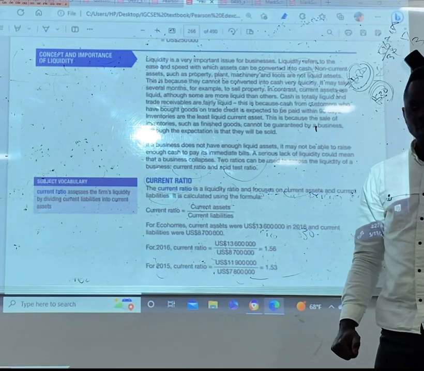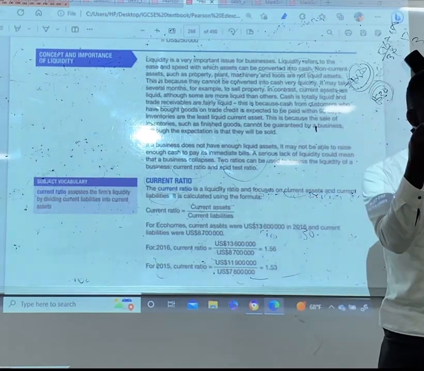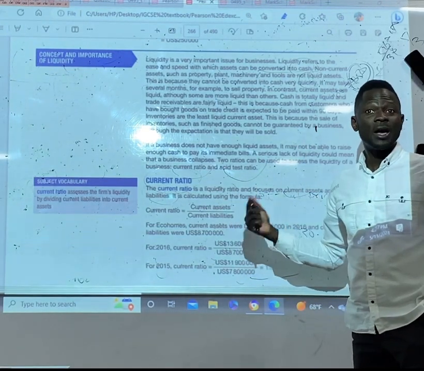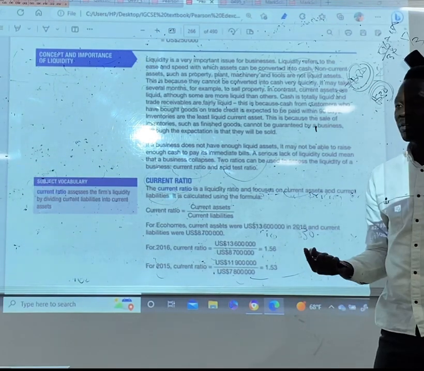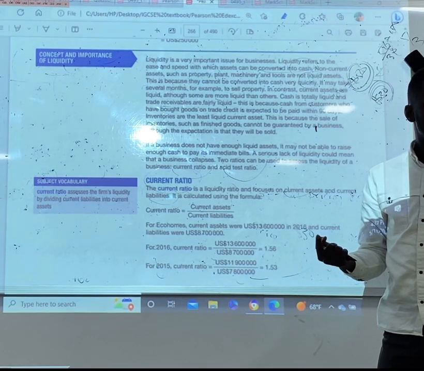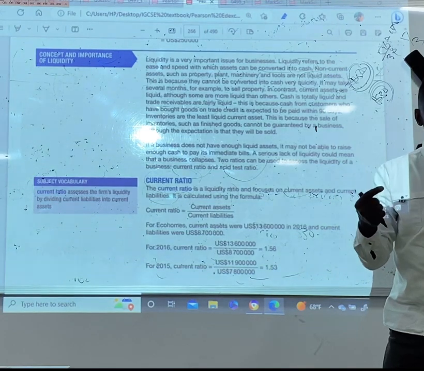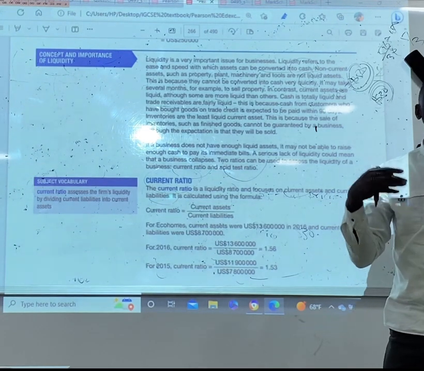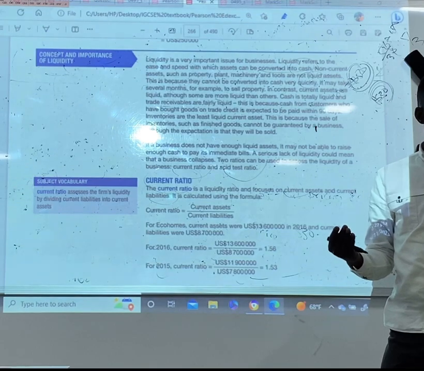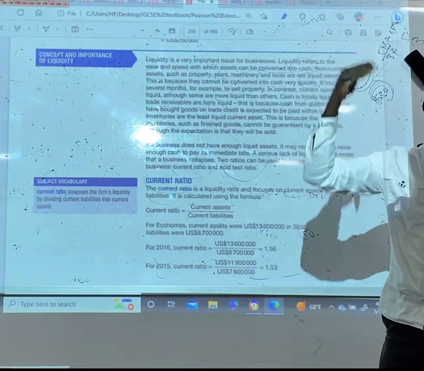Do you get the point? You are comparing your current assets with your current liabilities. If you're having more current liabilities, it's a problem. It means you have a lot of debt to pay. And that is when your current ratio will be high.